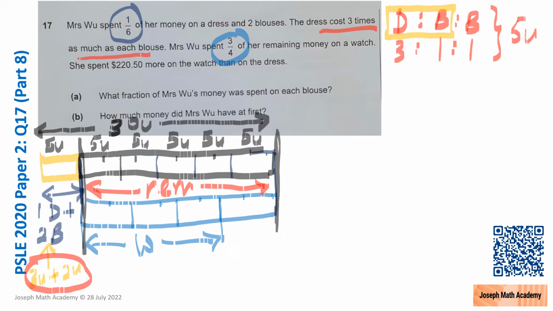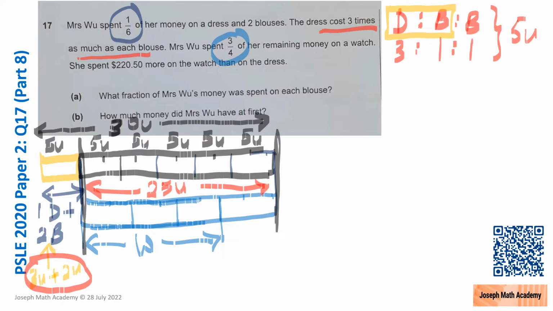Now, the remainder is 5 units plus 5 units plus 5 units plus 5 units plus 5 units, so the remainder is actually 25 units. Now, how can 25 units be divided into 4 blue units here? No, cannot, because 25 is not divisible by 4.